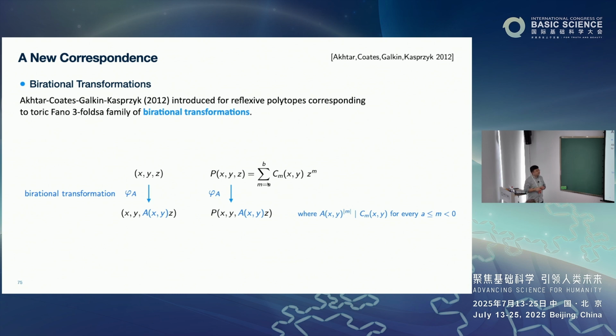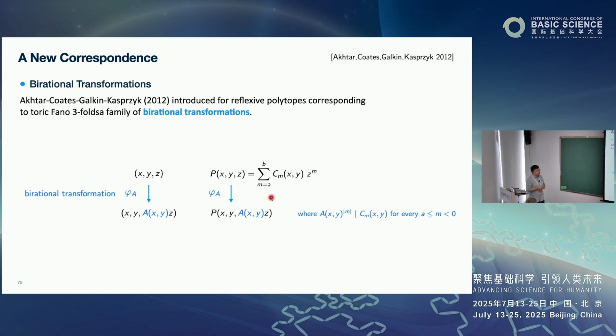And for each of these 4,319 of them, they identified a map, which we call here phi A, that transforms the Newton polynomial P of x, y, and z into a new Newton polynomial P of x, y, and A of x and y times z, where A of x and y is a Laurent polynomial that satisfies this condition here.